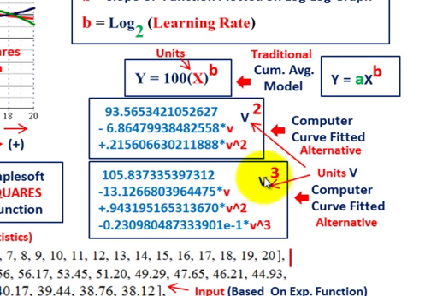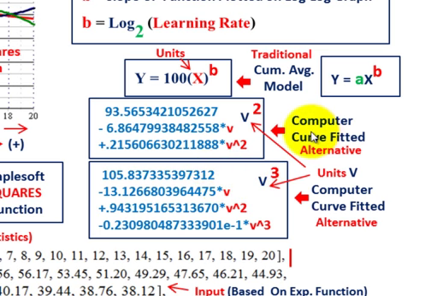And if you used a third degree polynomial v cubed, again you'd have some computer curve fitted model. That's an alternative, and again you're just putting your units v in as you would put in your units x to determine y. So you'd put whatever v units or x units you have in here, and the computer is going to give you some generated average time per unit, based on whatever v or x quantity you're putting in.